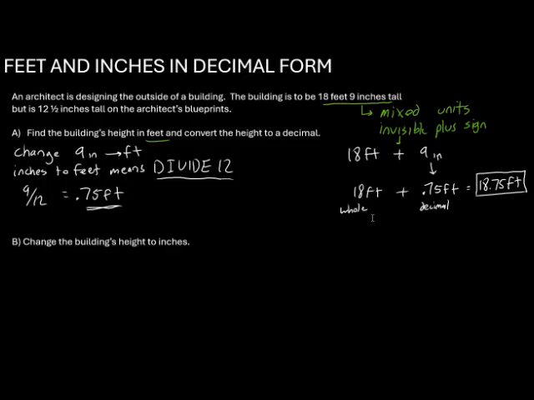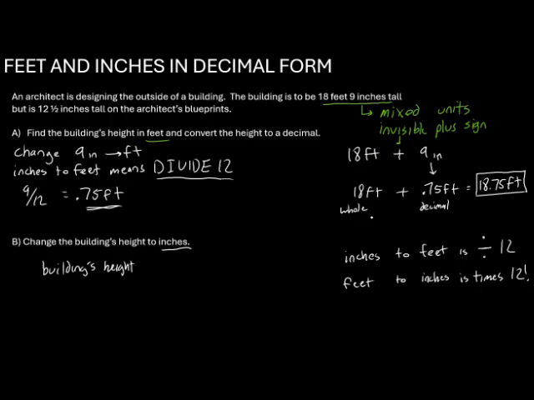Now for part B, we are asked to change that height to inches. Now, when we did inches to feet, we divided by 12. Here we're asked to go from feet to inches instead. The feet to inches operation is just the opposite of the inches to feet operation, and the opposite of division is multiplication. Therefore, we'll take our previous answer, the building's height, and we multiply that times 12.